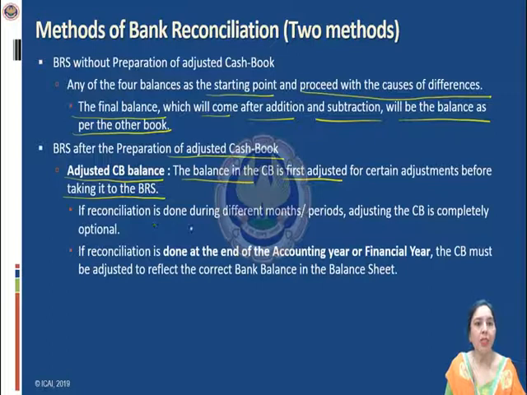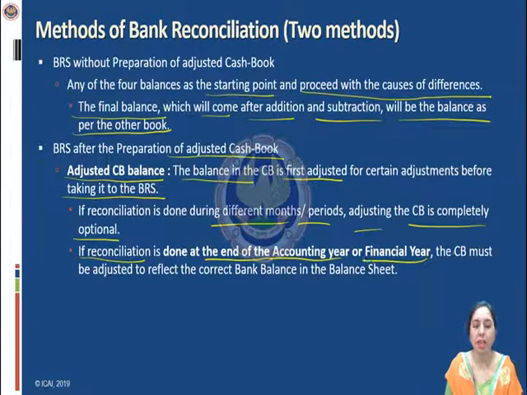If the reconciliation is done during different months or different periods, adjusting the cash book is completely optional. That means when there is a requirement of making a BRS between the financial year, but this is not the closing accounting period, it is optional to make the adjusted cash book and then proceed with the BRS. But in case the reconciliation is done at the end of the accounting year or financial year, the cash book must be adjusted to reflect the correct balance in the cash book and further in the balance sheet, for audit purposes and all practical purposes.